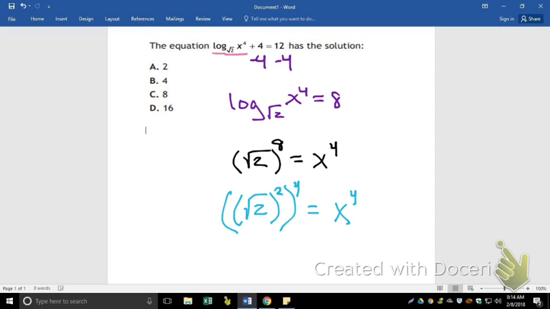And so looking at the structure, I can see that this is the same thing as this, because this is the same thing as that. So that means x is really the root of 2 squared. Oh, so x is 2.